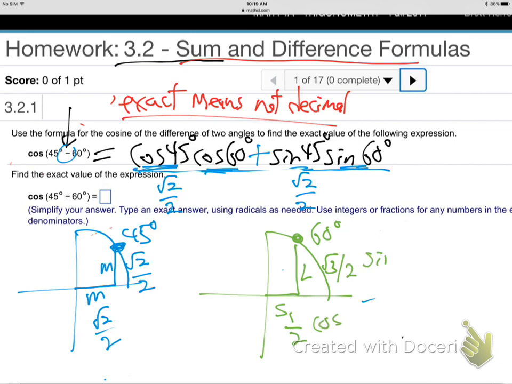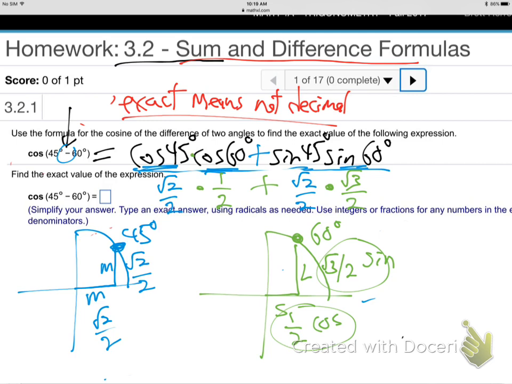Cosine is always the x, sine is always the y, isn't it? So the cosine of 60 is a half, times, this is times in here, right? This is times, plus, and this is times here. Sine of 60 is root 3 over 2. There we go, we found the 4 parts. We okay with all that?